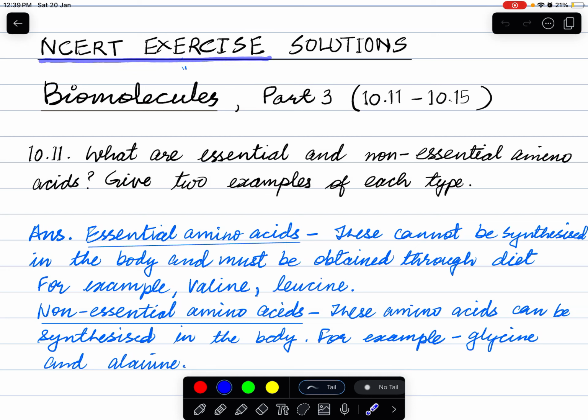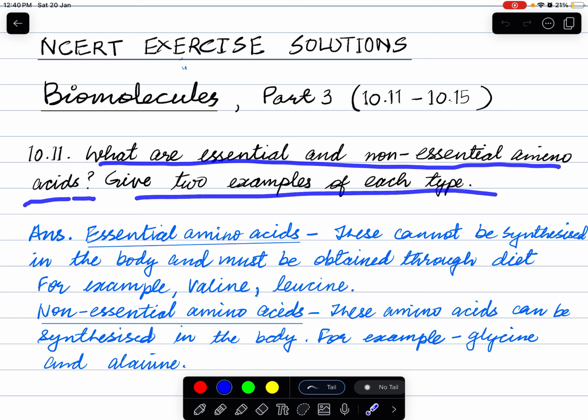Exercise for the chapter Biomolecules, and today we'll be doing questions 10.11 to 10.15. First question: what are essential and non-essential amino acids? Give two examples of each type.